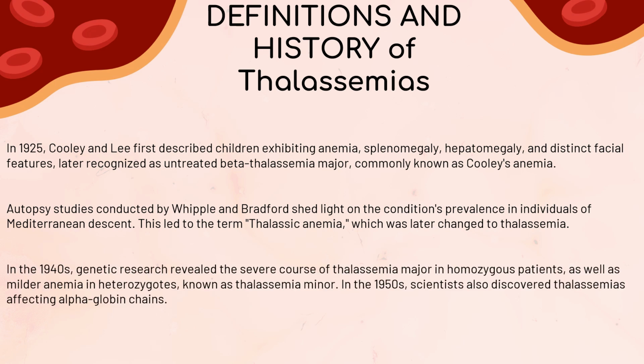In the 1940s, genetic research revealed the severe course of thalassemia major in homozygous patients, as well as milder anemia in heterozygotes, known as thalassemia minor. In the 1950s, scientists also discovered thalassemias affecting alpha-globin chains.